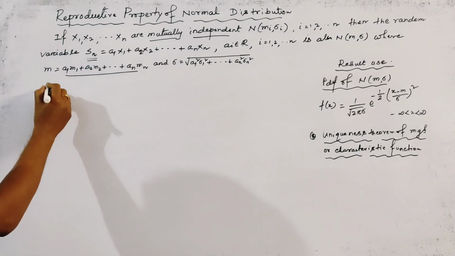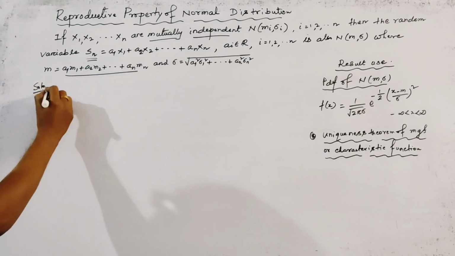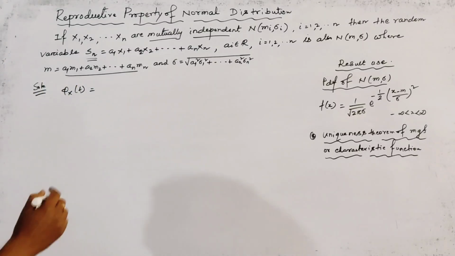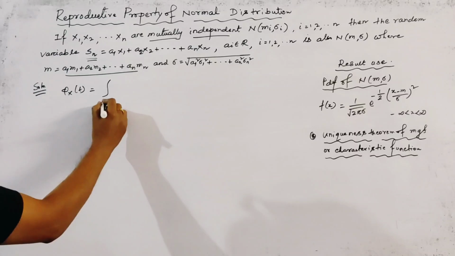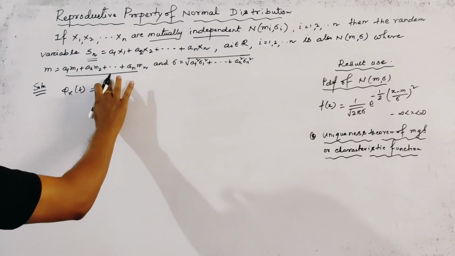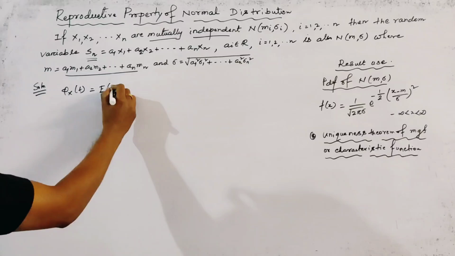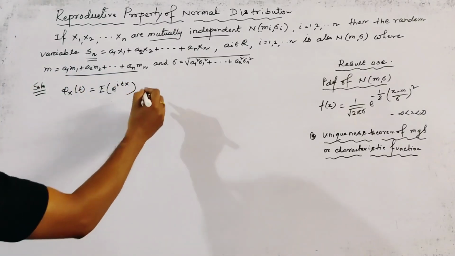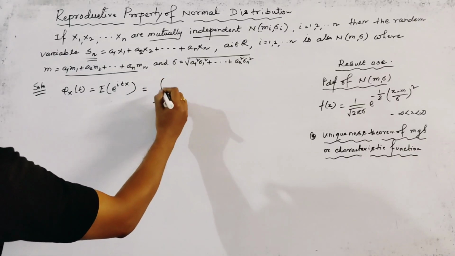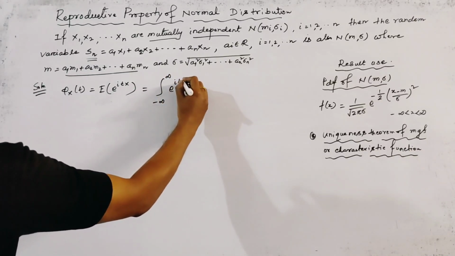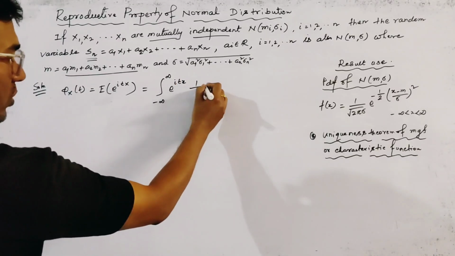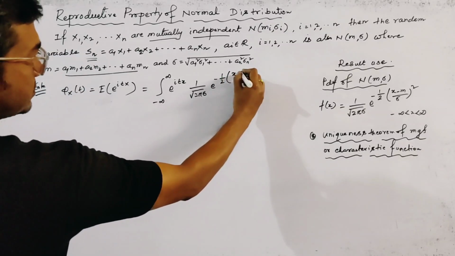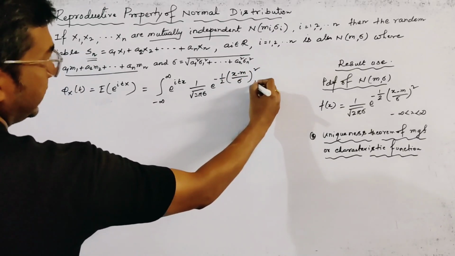And we know the characteristic function, this is the solution. The characteristic function phi X(t), if we take X as a variable, is defined as the integration from minus infinity to infinity. We first write the definition: this is the expectation of e to the power i t X. This is the characteristic function. And for the normal distribution, we write this as the integral from minus infinity to infinity of e to the power i t x into f(x), which means 1 by root 2 pi sigma e to the power minus half into ((x minus m) by sigma) whole square dx.